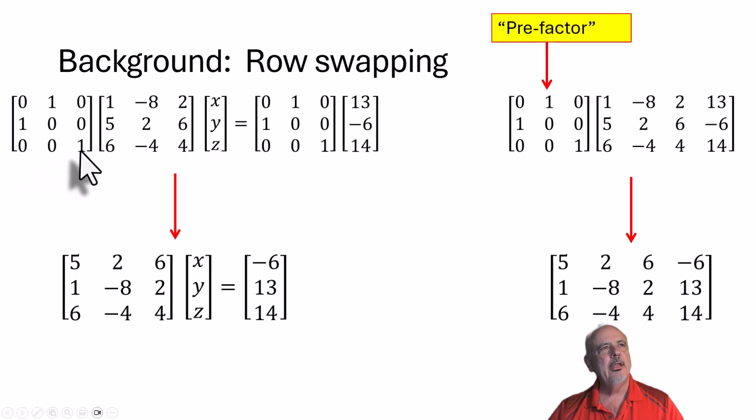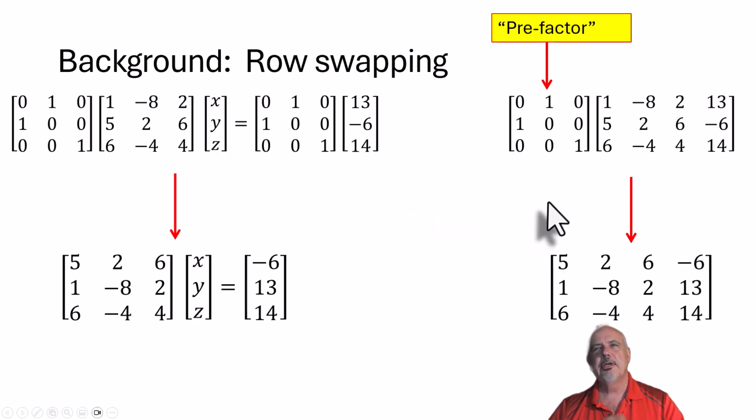So with the 1 in that bottom right-hand location, that's going to leave the last row unaltered. And then with the 1s in these positions, that's going to swap the first and second rows. So I multiply both sides by the same thing, and it's going to do the same thing on the right-hand side. It's going to swap the first and second rows and leave the third row unaltered.